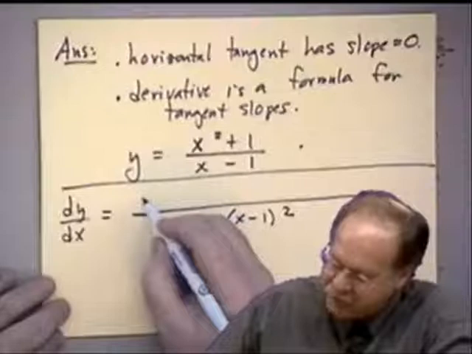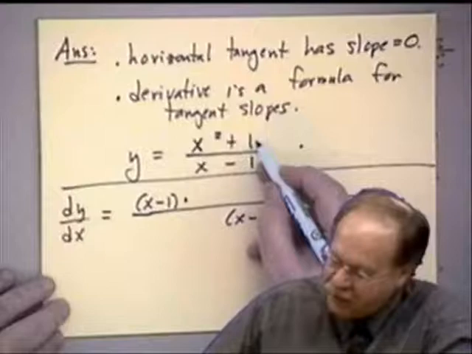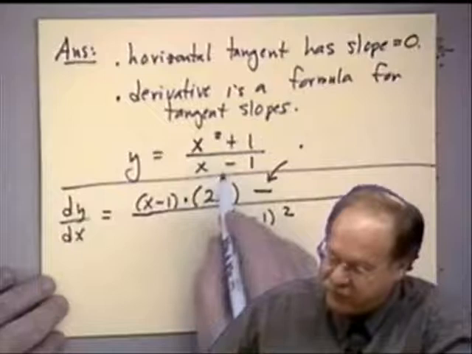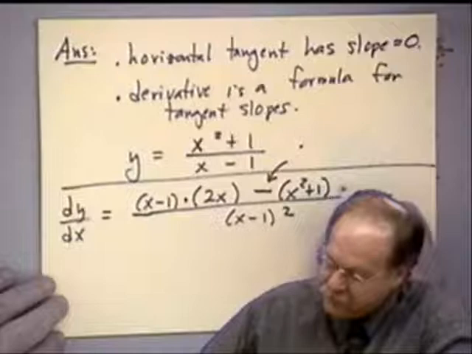The top expression starts with the bottom expression, x minus 1, times the derivative of the top expression here, which is 2x plus 0, but I'll just write 2x, minus, remember minus is part of the quotient rule, minus the reverse procedure. Instead of the bottom function times the derivative of the top, it'll now be the top function times the derivative of the bottom, and the derivative of x minus 1 is easy, that's just 1.